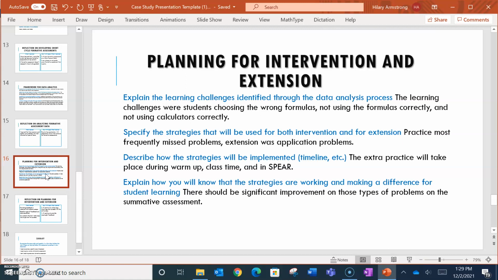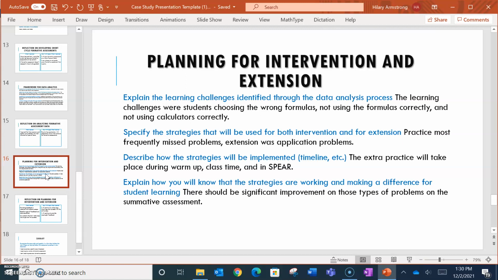So intervention, the challenges that we face were students choosing the wrong formulas, or they didn't use the formula correctly, or they didn't work their calculator correctly. The strategies that we're going to use for intervention and extension is we're going to take those problems that were most frequently missed and practice those. The extra practice is going to take place during warm-up every day. It could take place during class time, like when I go over all the questions on the quiz. And then it can also take place during SPEAR.